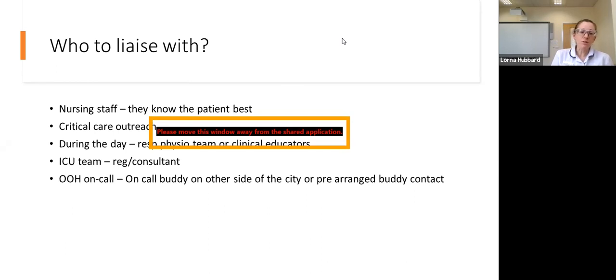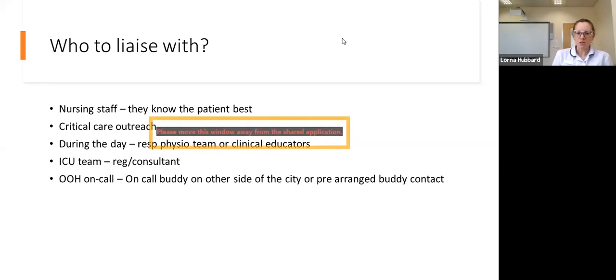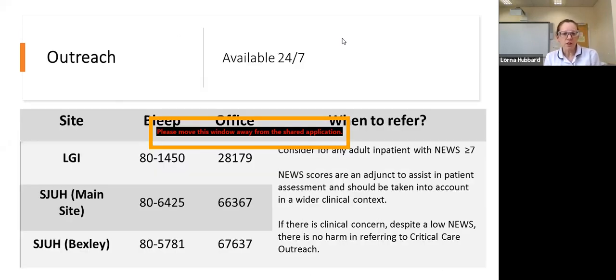If it is out of hours, obviously you've got other professionals within the hospital, but remember you've also got somebody across the other side of the city, and I think it's a resource that we don't particularly use because we don't want to bother the other person. But there are times where it might be helpful to phone that person and say, I've been a bit stuck with this person, is there anything else you might have done? So it's worth remembering that that person is also there.